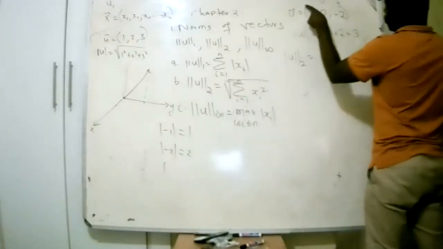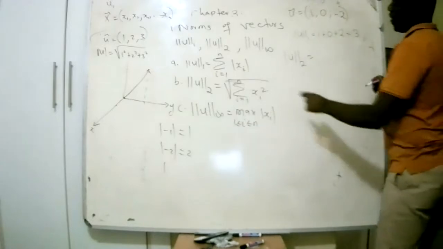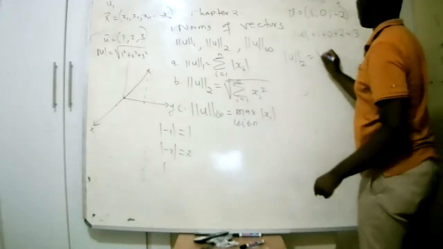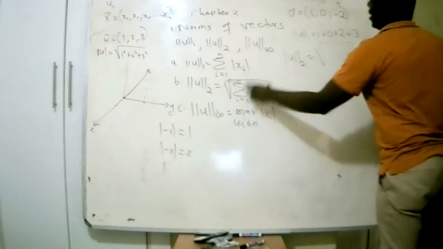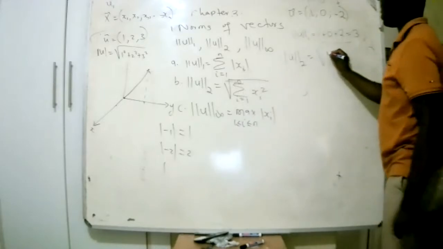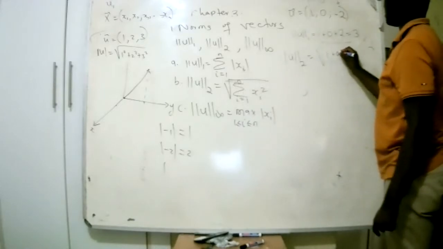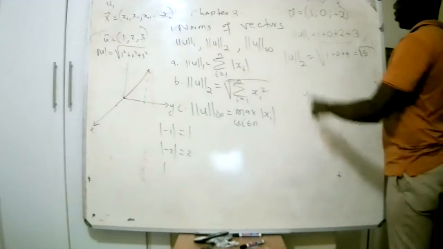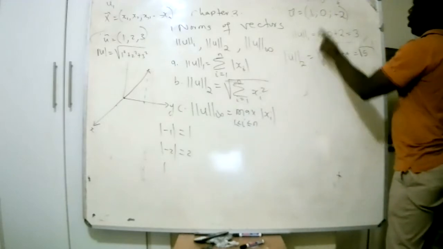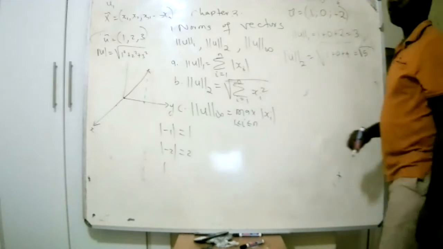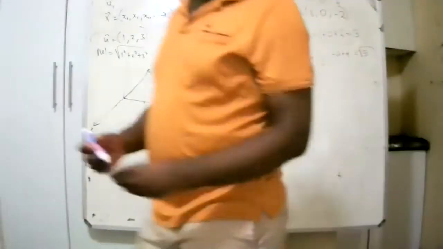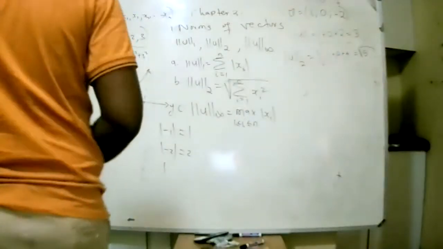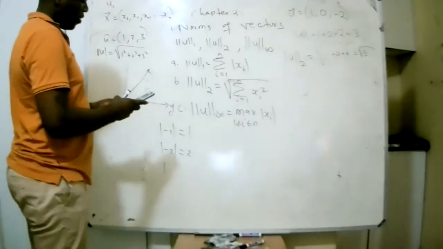So the sum means we're going to add all these. And then after adding, we take the root. So it will be the root of the sum of this, which is the sum of 1 plus 0 plus 4, which is the same as the root of 5. So therefore, norm 2 of this is going to be root 5. Yes, norm 2 of that vector is going to be root 5.